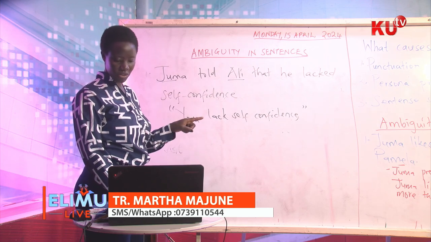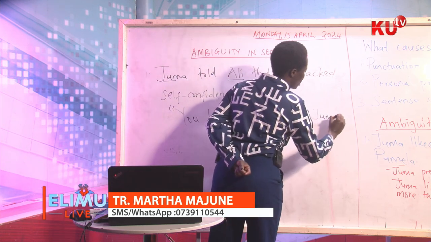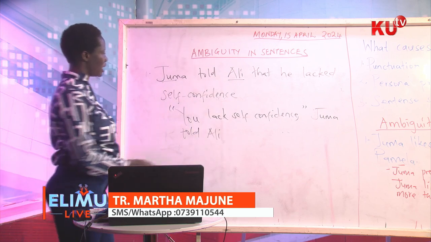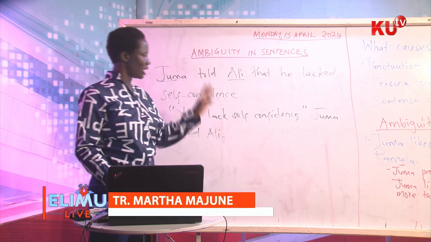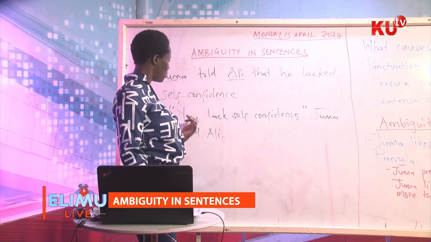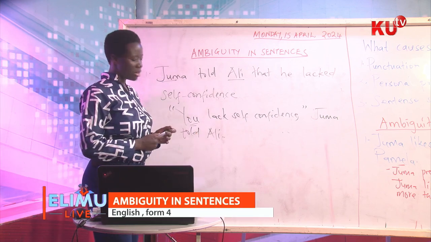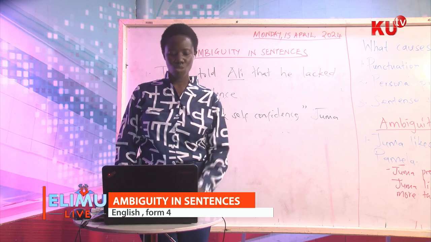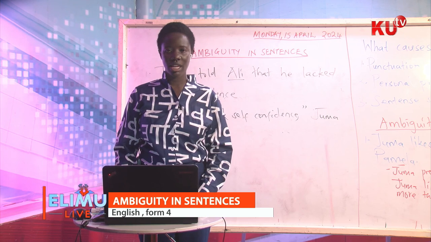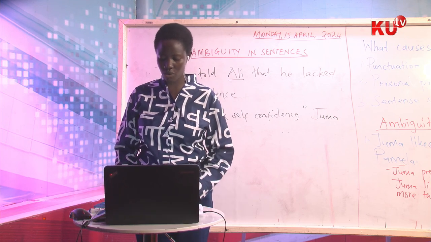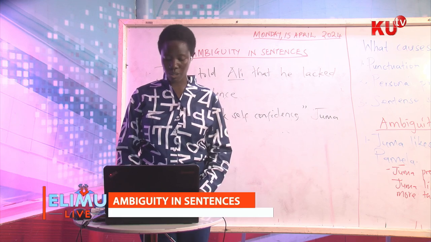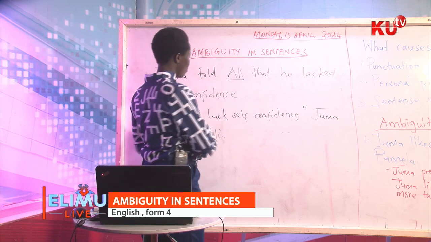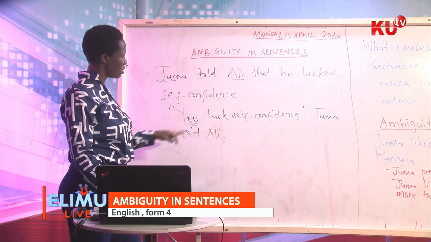You lack self-confidence, Juma told Ali. So this is a direct speech. Juma is talking to Ali, and Juma is telling Ali, you lack self-confidence. So you, in this case, refers to Ali. Juma tells Ali that it is Ali who lacks self-confidence. So to remove ambiguity in the sentence, Juma told Ali that he lacks self-confidence, you can introduce speech marks. In this case, you write, you lack self-confidence, Juma told Ali. So you will be referring to Ali.